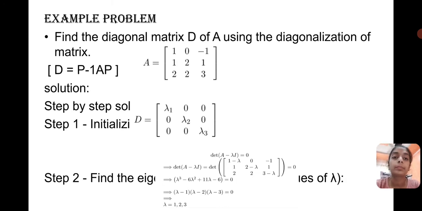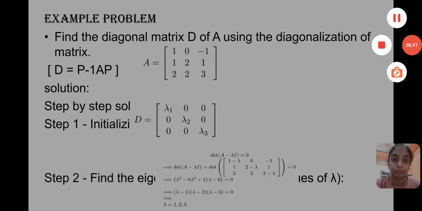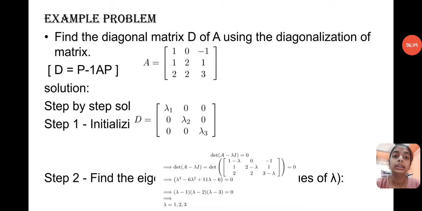Example problem. Find the diagonal matrix D of A using the diagonalization of a matrix. A is equal to 1 0 minus 1, 1 2 1, 2 2 3. D is equal to P inverse AP. Solution. Step by step solution. Step 1. Initialization. D is equal to lambda 1 0 0, 0 lambda 2 0, 0 0 lambda 3.